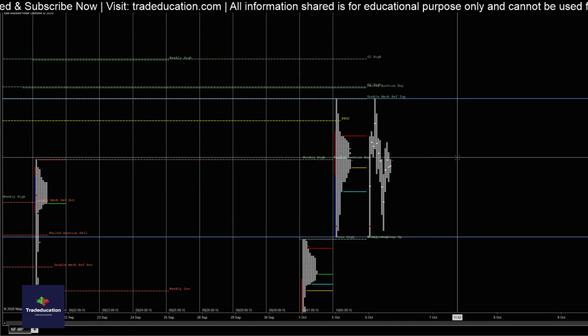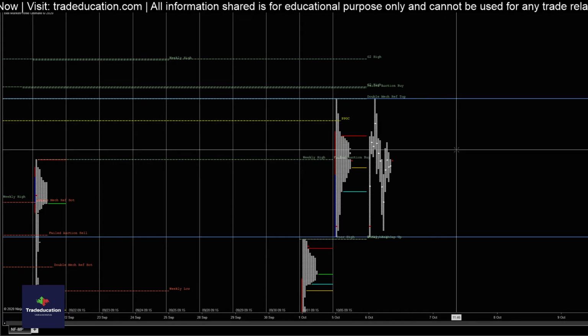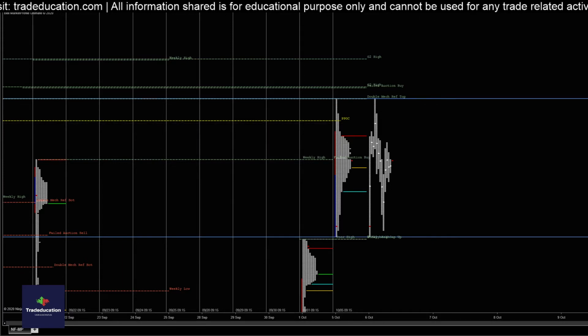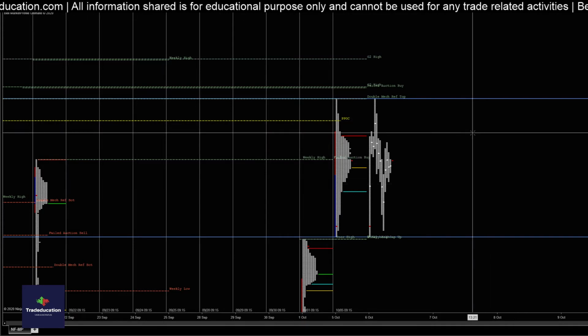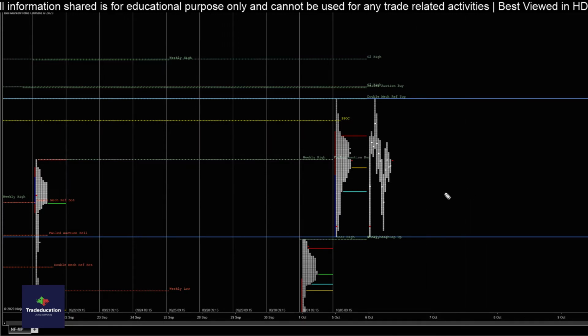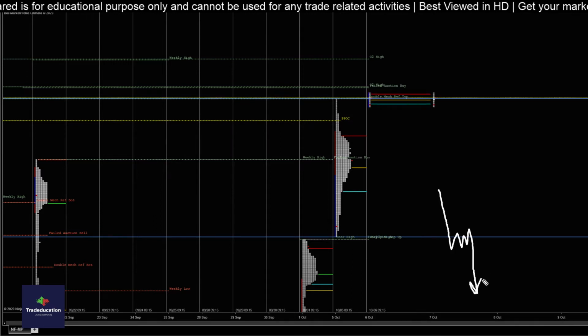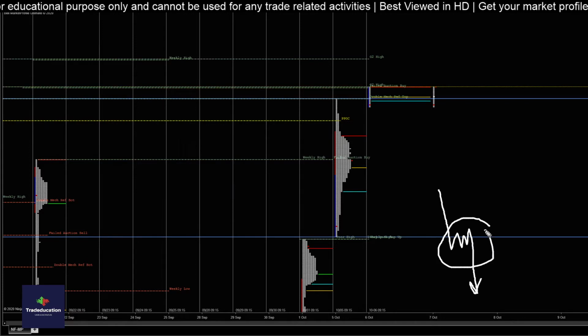yesterday's low, and I think these are the two references. Let's wait for the market to open, and based on that, I'll be taking the trades. But what I'm anticipating is the low to be tagged and the market to go down. That is my trade plan.